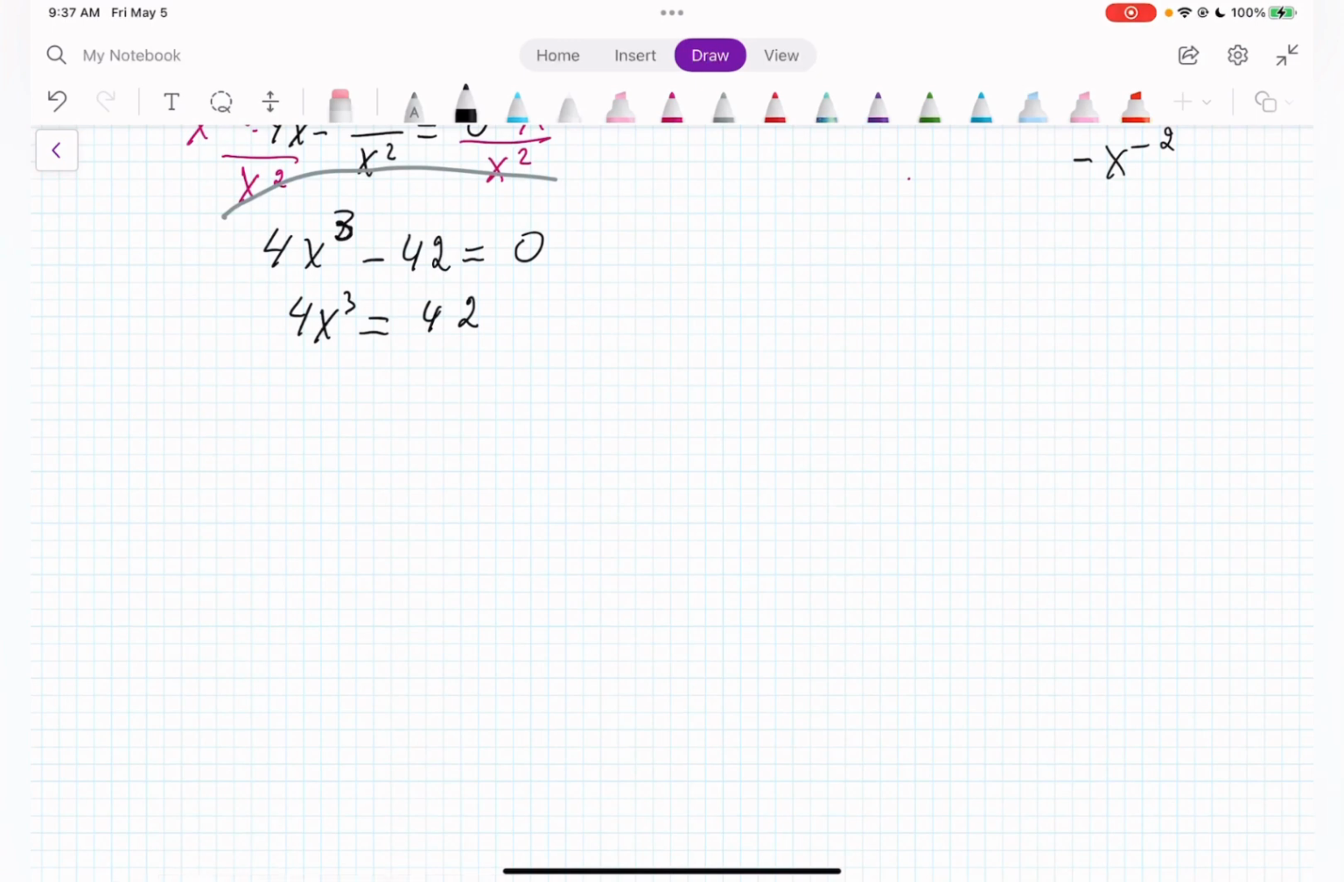4x cubed equals 42. Okay, and x cubed is equal to 42 over 4. If I reduce by 2, it's going to be 21 over 2. So we get x cubed is equal to 21 over 2, which is equal to 10.5, right? Okay, 10.5, and I need to take the cubic radical.